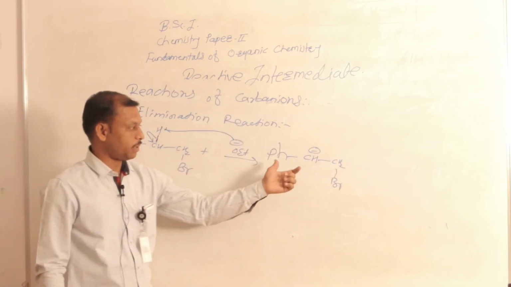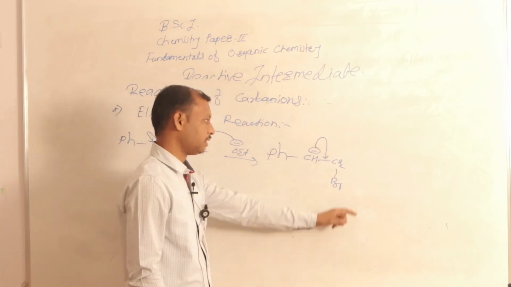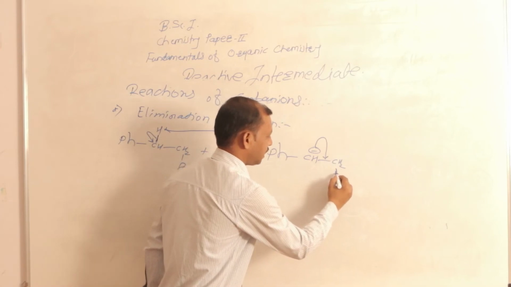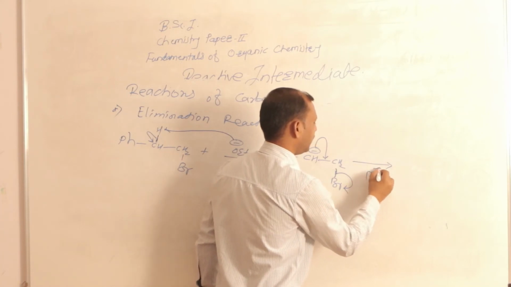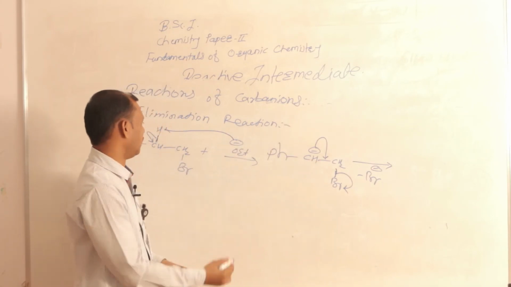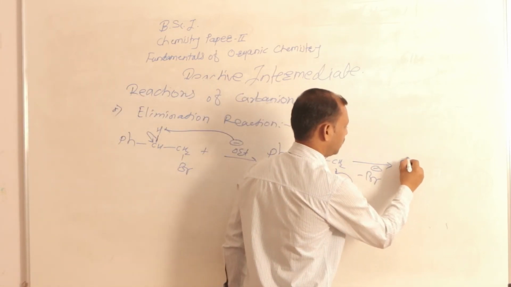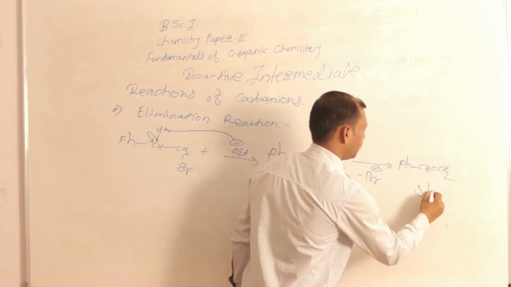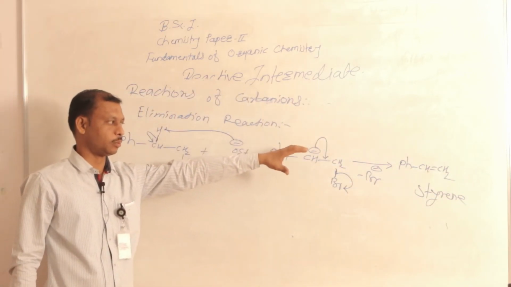What happened? This generated carbanion gives its electron to the adjacent carbon. To maintain the valency of that carbon, the carbon-bromine bond undergoes heterolysis and both electrons transfer to the bromine. So Br is eliminated as Br minus. In that case, hydrogen and Br have been eliminated from the starting compound. Therefore, this reaction is called an elimination reaction and it forms a new product called styrene, in which a carbon-carbon double bond has been generated.